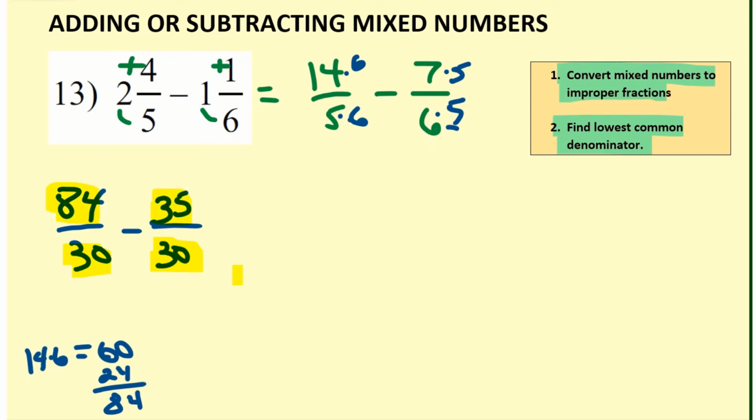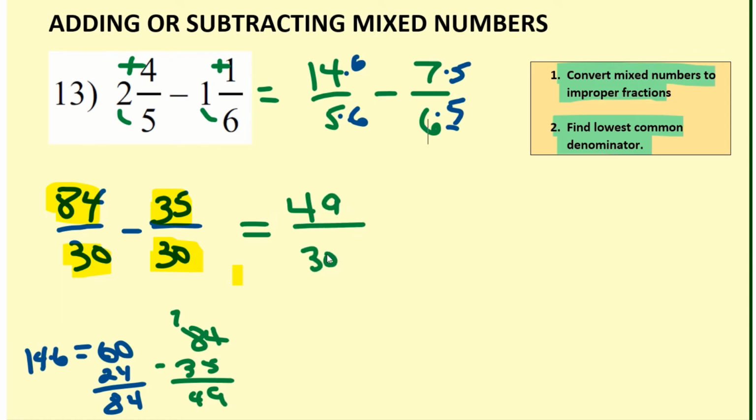So what is 84 minus 35? This is going to be equal to 84 minus 35. You can use your calculator if you want to, but I'm going to do it by hand here. 14 minus 5 is 9, and I borrowed from the 8, so 7 minus 3 is 4, so I think it's 49. What do you think? 49, and we're going to keep that same denominator. That was the whole point of finding a common denominator, so we can keep the same denominator all the way through to our answer.